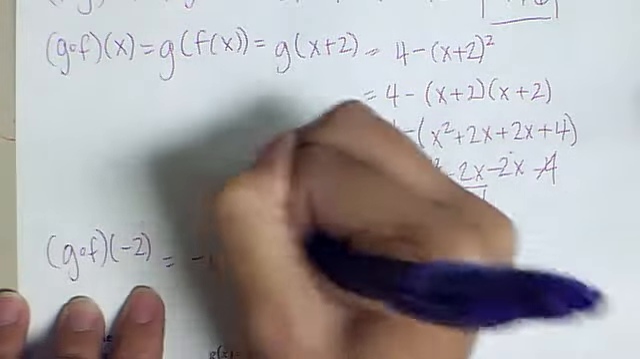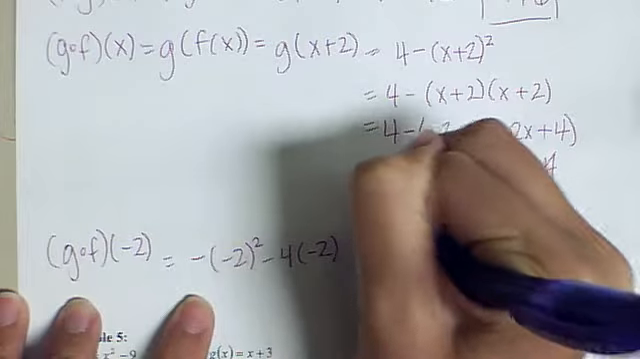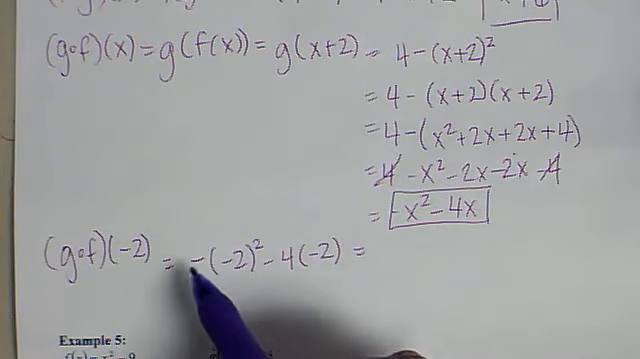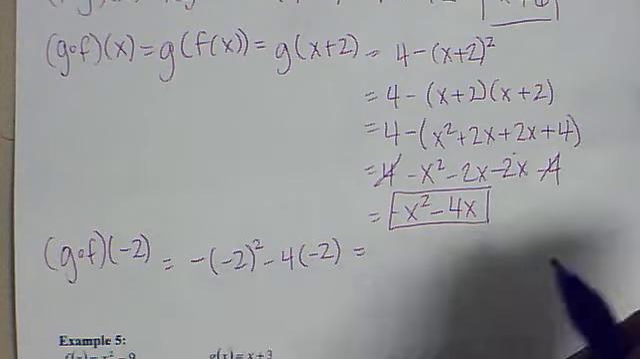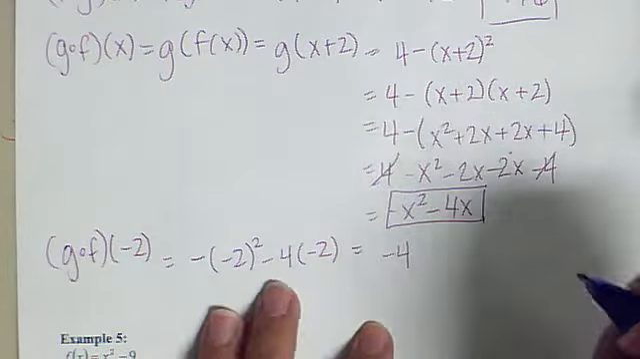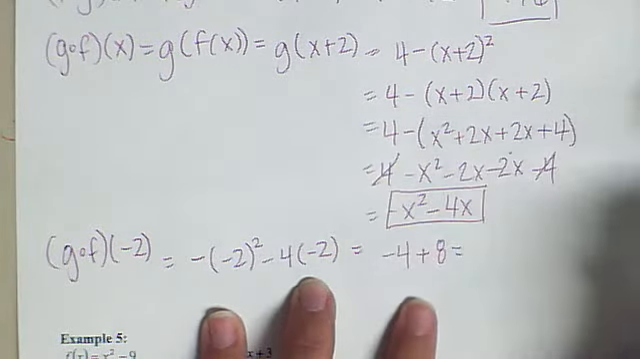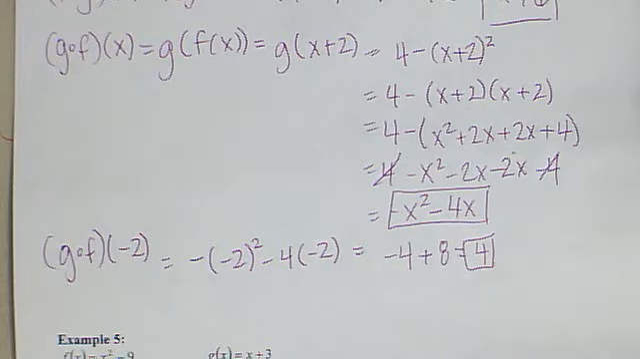When we do that, we have negative 2 squared minus 4 times negative 2. Be sure you watch your order of operations there, because if you don't, you're going to get an incorrect sign right here. Negative 2 squared is positive 4, and then reattach the negative, so that's negative 4. And then negative 4 times negative 2 is positive 8. And negative 4 plus 8 is 4. And that's it for example 3.